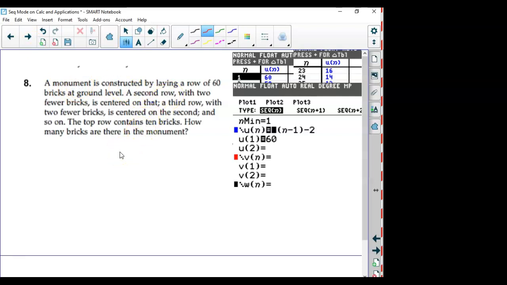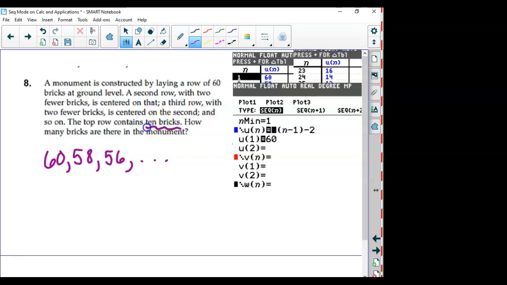All right, let's see if we can do this one without the calculator quick. A monument is constructed by laying a row of 60 bricks. A second row, 2 fewer, so 58. Third row, 2 fewer, and so on. The top row has 10 bricks.